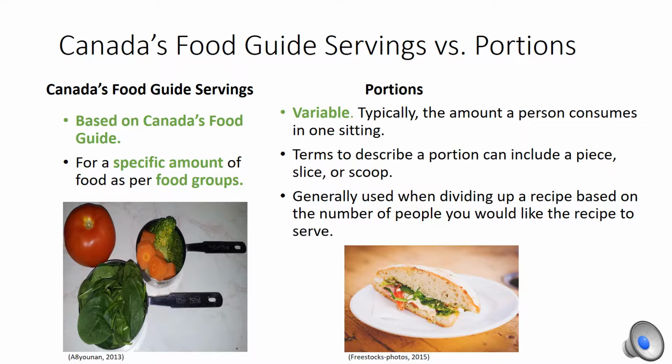So for portions, they can be variable. They're typically the amount a person would consume in one sitting. Terms to describe a portion can include a piece, a slice, or a scoop, and generally they're used when dividing up a recipe based on the number of people you would like the recipe to serve.